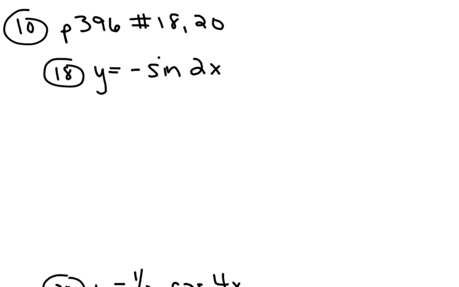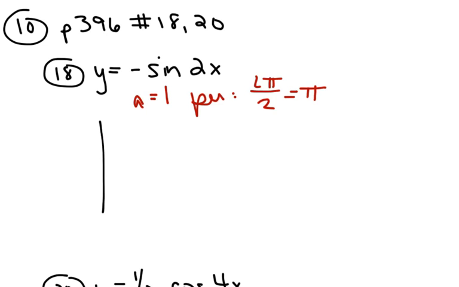Number 10 is from page 396 as well, number 18 and 20. In these problems, they wanted you to find the amplitude and period and sketch the graph. So the amplitude in number 18 is 1. The period is 2 pi over k is 2, so it's 1 pi.